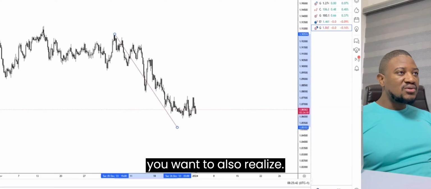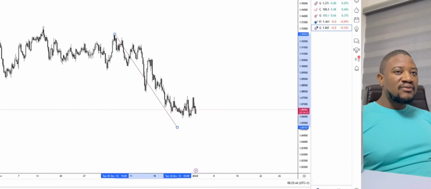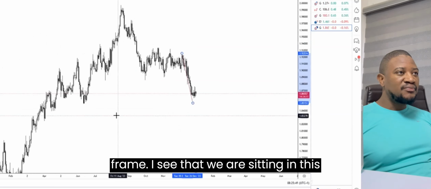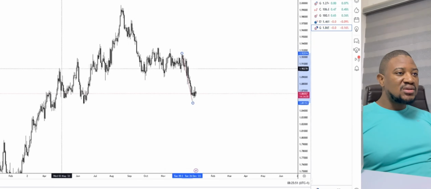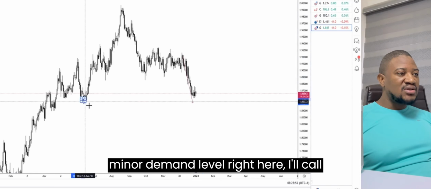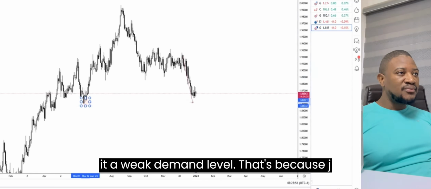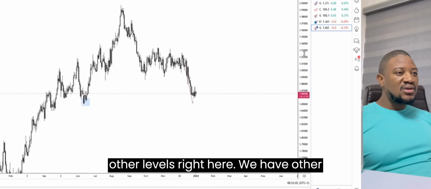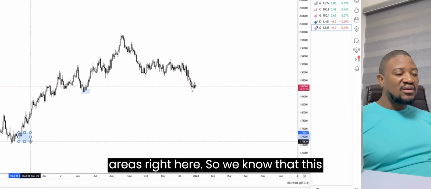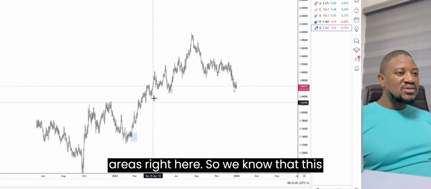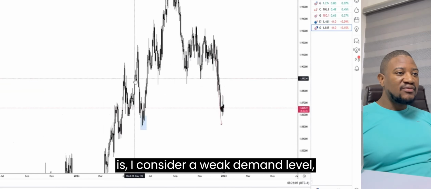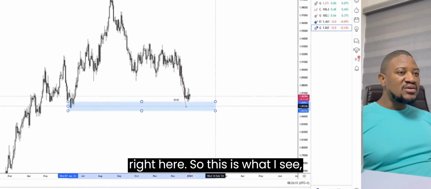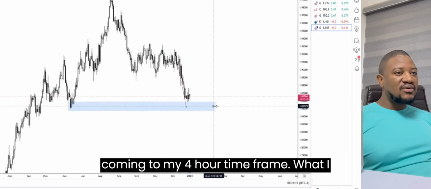Now, all you want to also realize or figure out is, where are you sitting in the market? Coming to the daily time frame, I see that we are sitting in this minor demand level right here. I'll call it a weak demand level. That's because just right beneath it, we still have other levels right here. We have other areas right here. So I consider this a weak demand level, but we are actually tapping off something right here. So this is what I see coming to my 4-hour time frame.